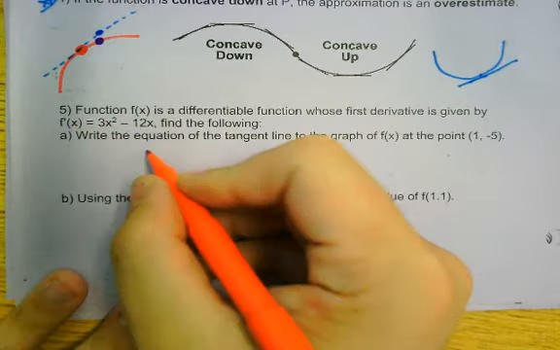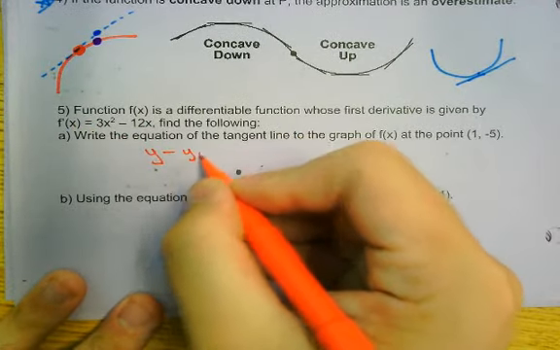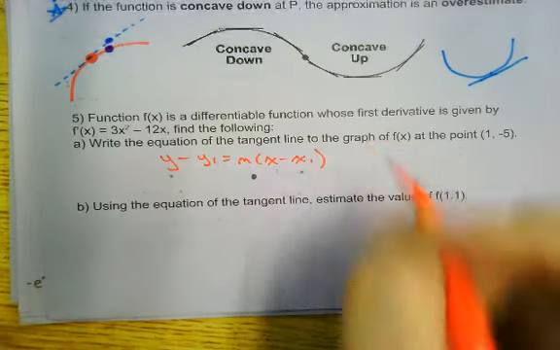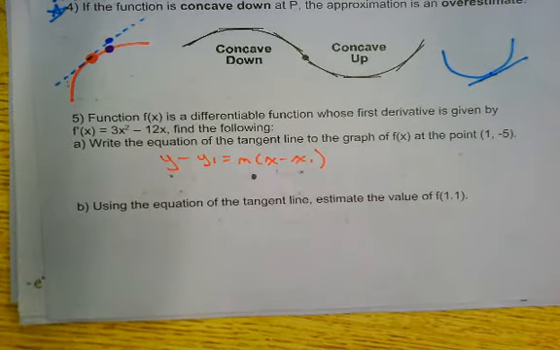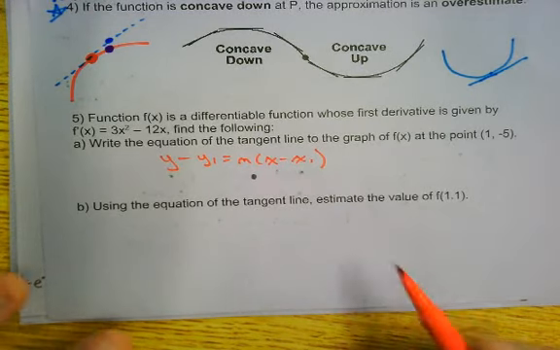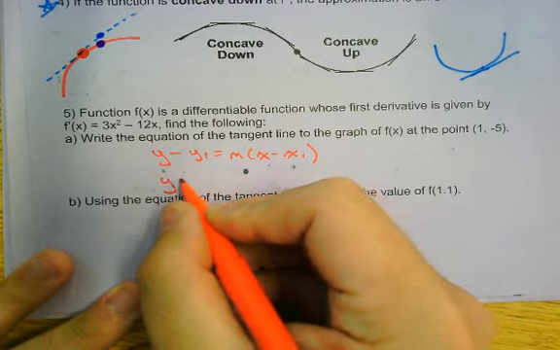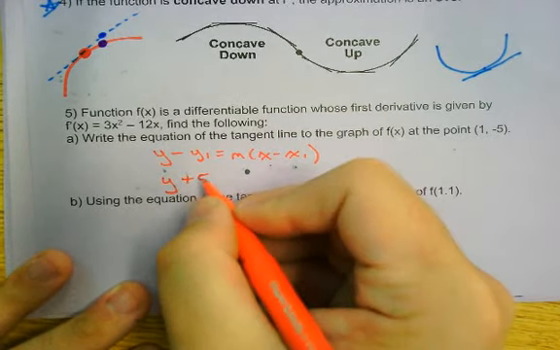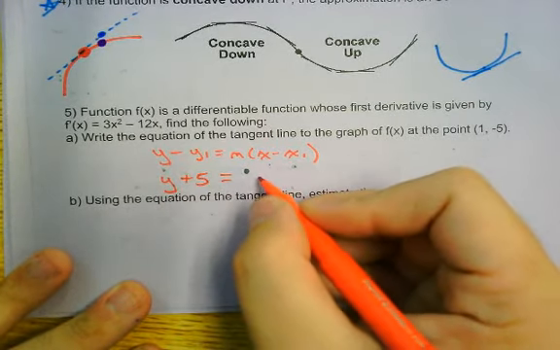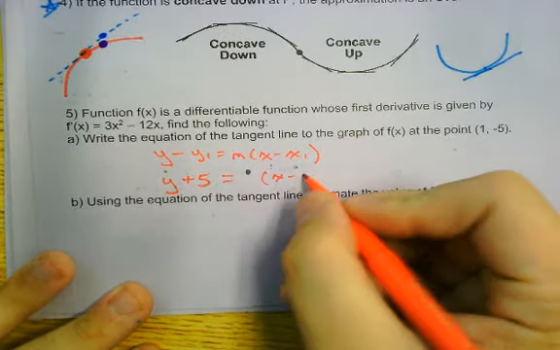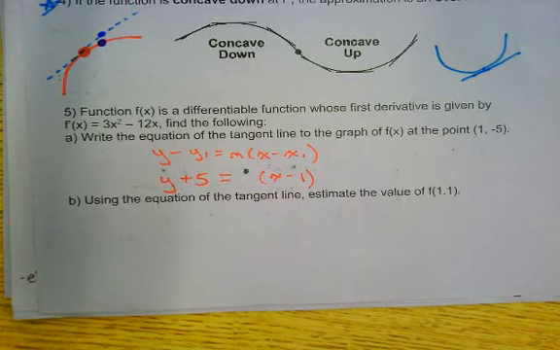So it's going to be y minus y1 equals slope times x minus x1. I haven't told you anything you don't already know. Let's plug in what we do know right now. Do I know y1? It's -5, so I'm going to say y plus 5 equals, do I know the slope yet? I'll get there in a second. x minus 1.